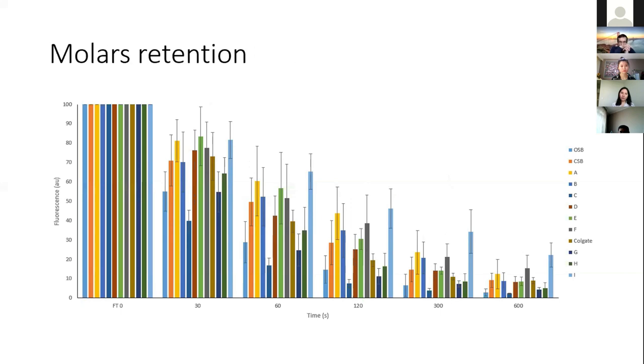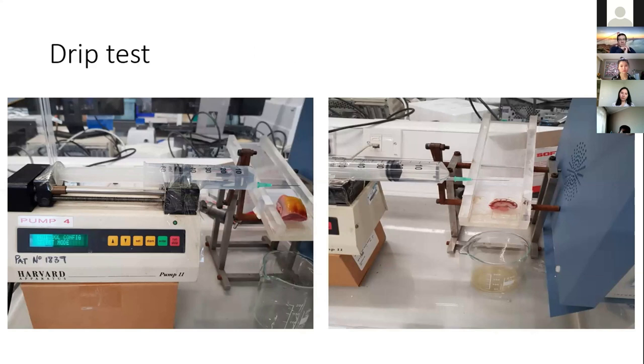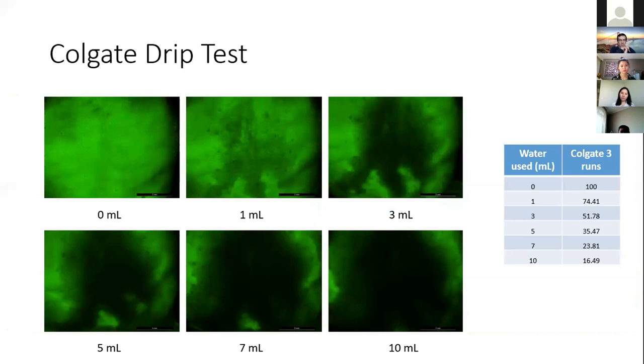So a second methodology to confirm this was developed as well. This one is very similar to quite a lot of the other work that's done in the Khutoryanskiy group. So you've got your tongue, you've got a syringe that drips onto it, and then you basically measure the fluorescence over time. So this was done on a tongue. This is a Colgate one as well.